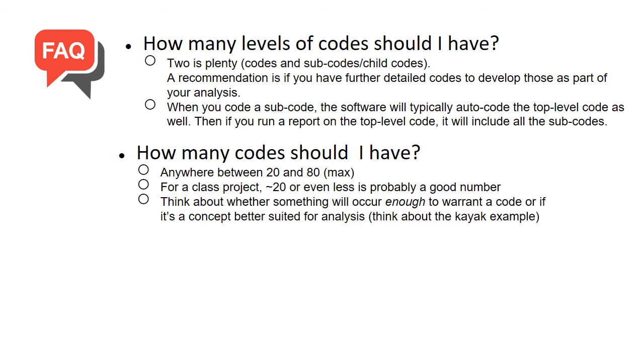We often get asked how many codes students should have in their projects. So you might have between 20 and 80. That is a lot of codes to apply, especially if you're trying to keep them all situated. How are you going to remember 80 codes and be able to apply them consistently? So 5 to even 20 is a good number for some of these early projects. And again, you're going to be thinking about whether you actually have enough of a sample to warrant a code. You can think back to the kayak example, or whether there's a better concept that might be more appropriate for now.